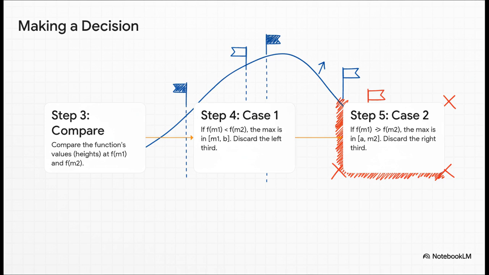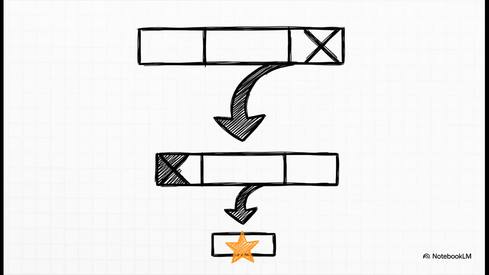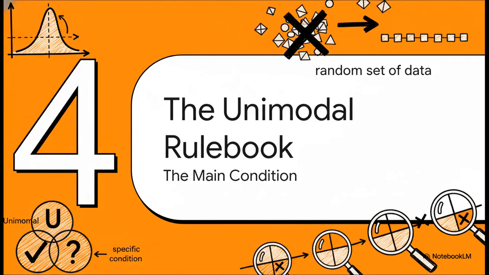Now, what if M1 is higher? It's the exact opposite. The peak has to be somewhere to the left of M2, so we can chuck that entire last third. And you just do that again and again and again. Every single time, you're shrinking the search area by 1/3. You're basically cornering the peak, giving it less and less room to hide until you've zeroed right in on the solution.